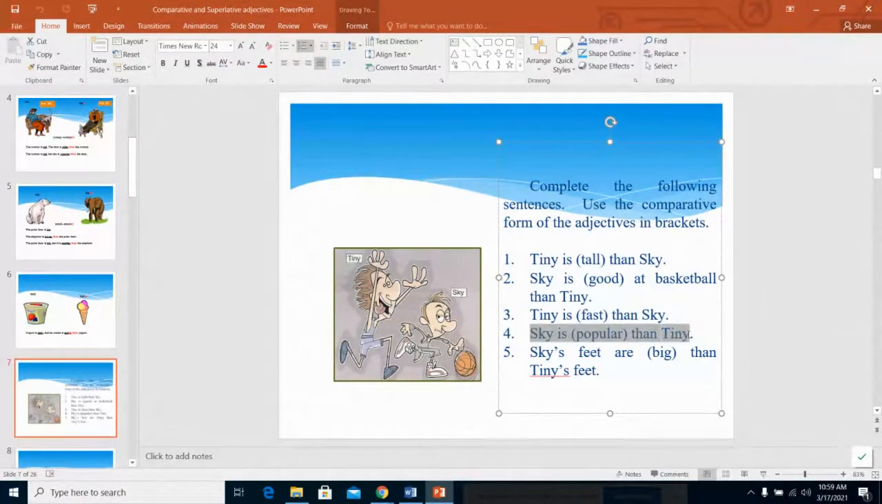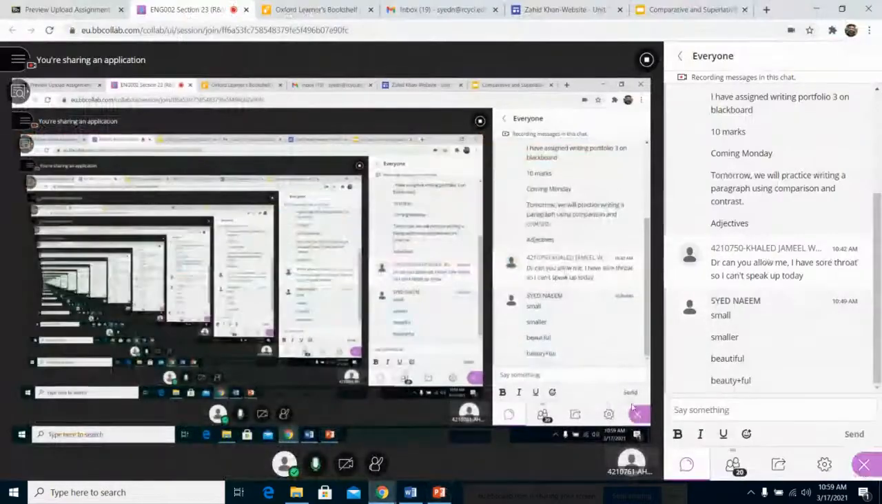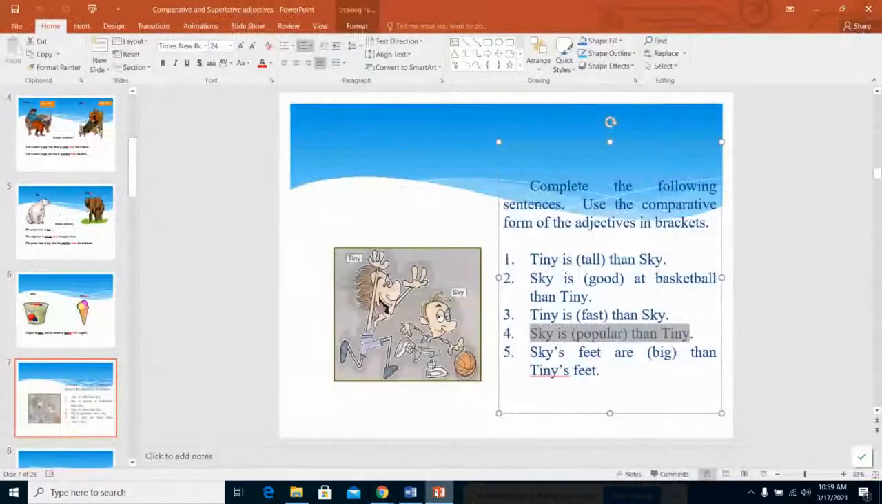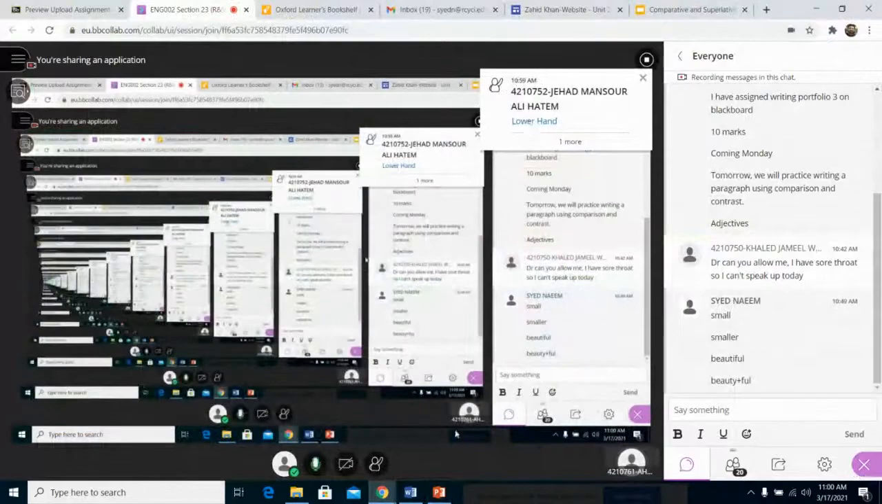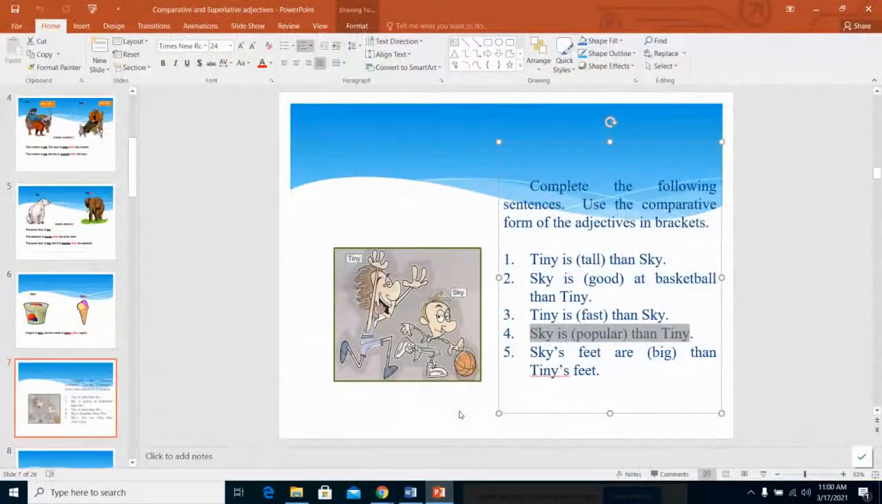Okay. Another one. Sky is popular than Tiny. Interesting. Who wants to do that? Yes, Jihad? I think Sky is more popular than Tiny. Exactly. Excellent. Sky is more popular than Tiny. Why do we put more? Because popular has 3 syllables and you can see the suffix AR.